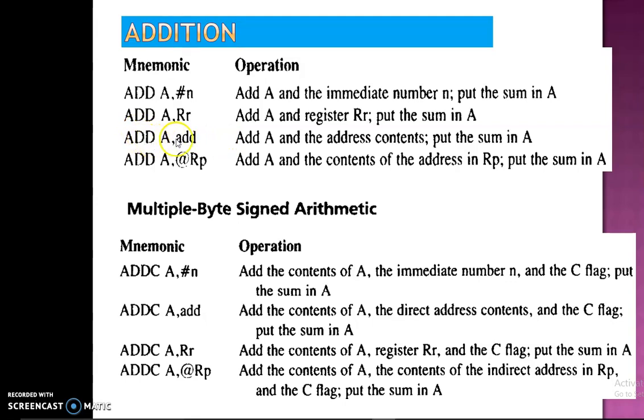Example: ADD A comma 20H. 20H means address. Hash 20H means immediate data, but without hash it means address. In that address you will have the content. You have to add that content with the accumulator content, then the result is stored in the accumulator. Then the fourth combination is ADD A comma @RP.